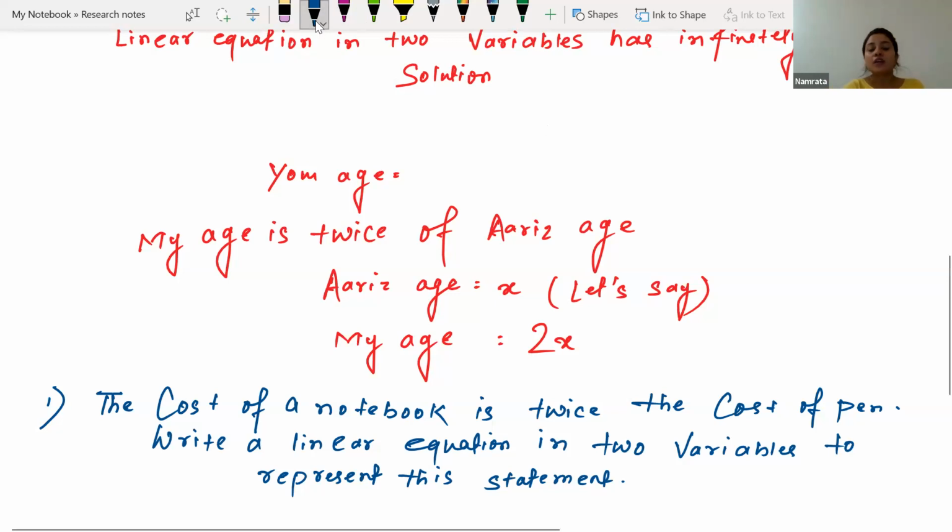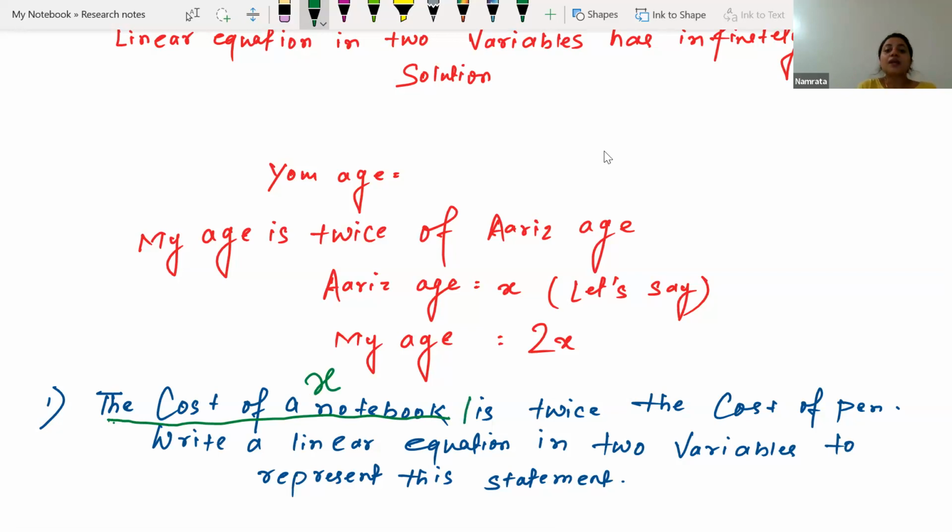So what I said, we will decode the given statement and write a mathematical equation for that. The cost of a notebook, we don't know what exactly that is. Cost of a pen, we don't know what exactly that is. So let's say the cost of a notebook is x. Whenever you are dealing with a word problem, where a statement is given and you are going to write a mathematical equation just by reading the statement, then whenever you see the word "is", "is" means equals to, and this is the equals to sign in mathematics. So whenever you see "is", just take it as equals to.